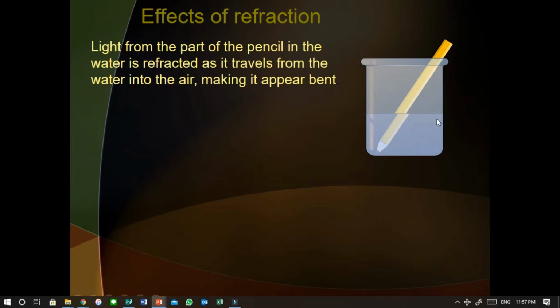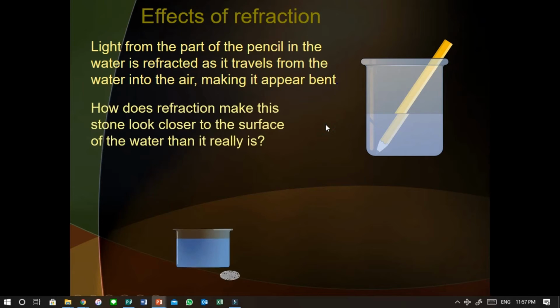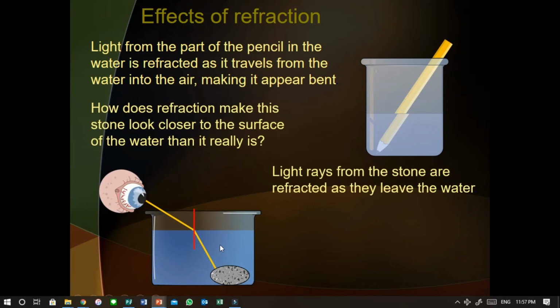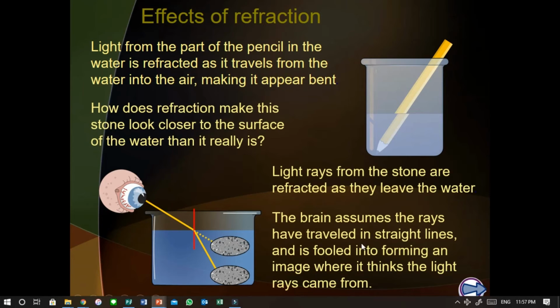This is the effect of refraction. With the straw, it makes it look like it appears bent. The stone looks closer to the surface of the water than it really is. The light rays from the stone are refracted as they leave the water. The brain assumes the rays have traveled in a straight line and is fooled into forming the image right here, as opposed to where the object actually is. That's the thing that happens when you have refraction. This applies to fish too.